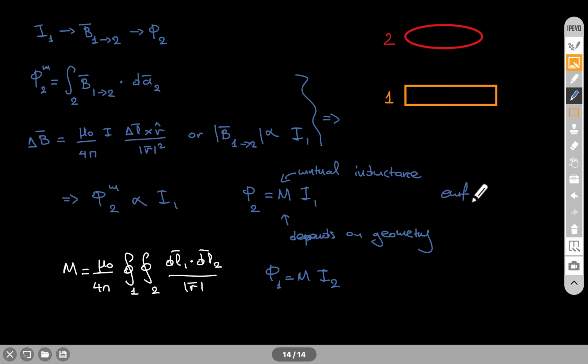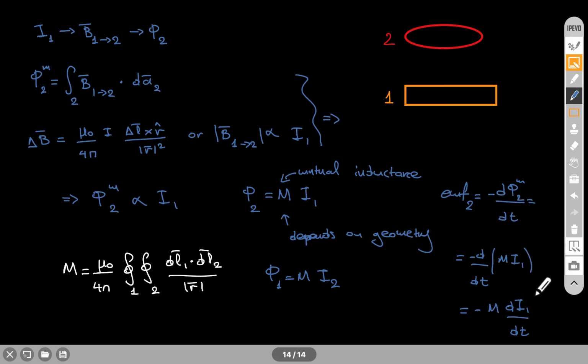Faraday's law, then the induced EMF on loop 2 will be minus dphi 2 over dt, and this becomes minus d over dt of M times I1. And because the mutual inductance is independent of time, this will give me minus M times dI1 over dt. So this is how you can use this expression using the mutual inductance in Faraday's law.